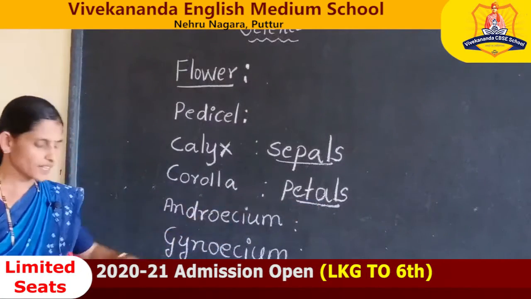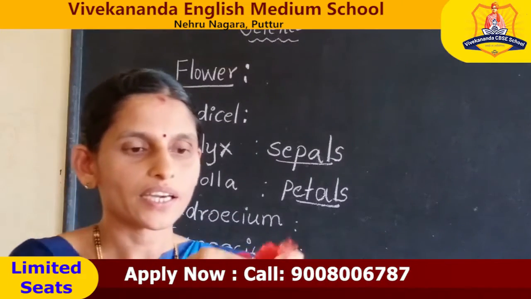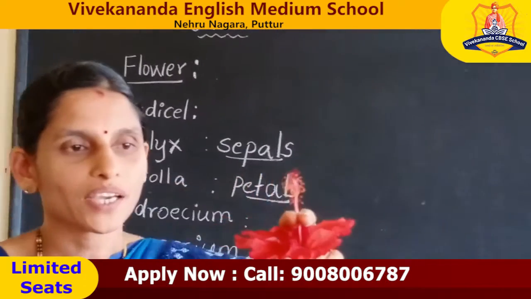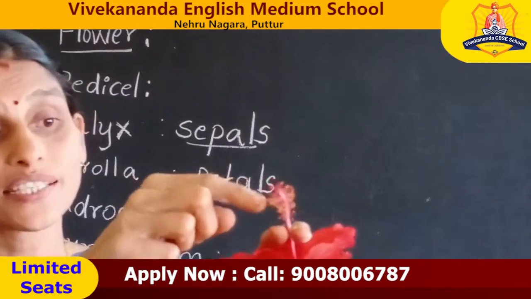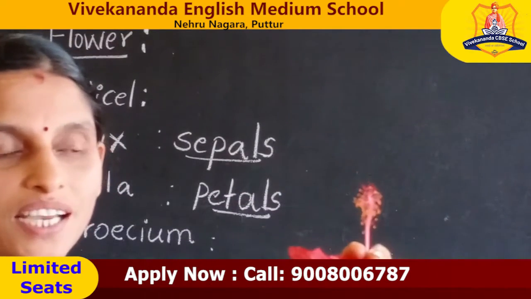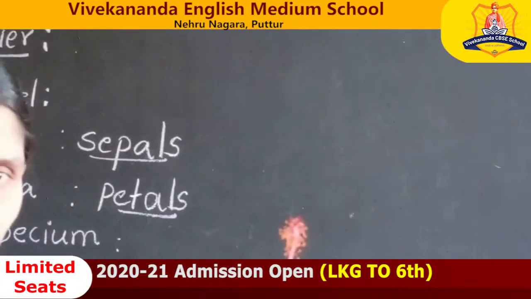Next part is androecium. In this flower, you can see many yellow color structures. It is the third whorl of the flower. These are called androecium, the male reproductive part of the flower.